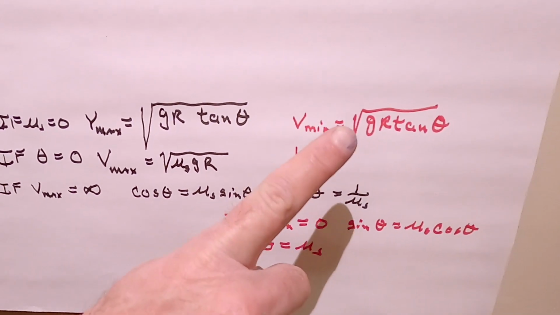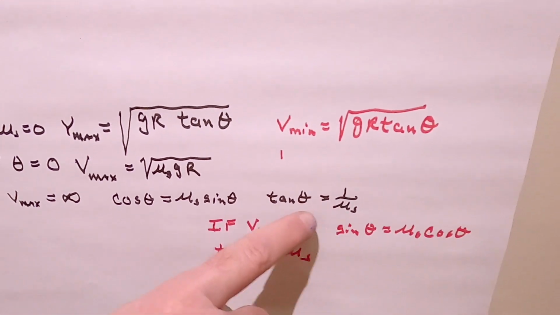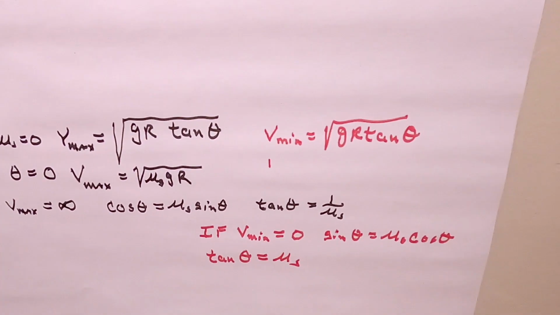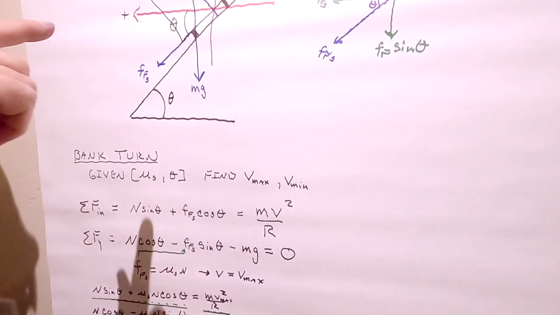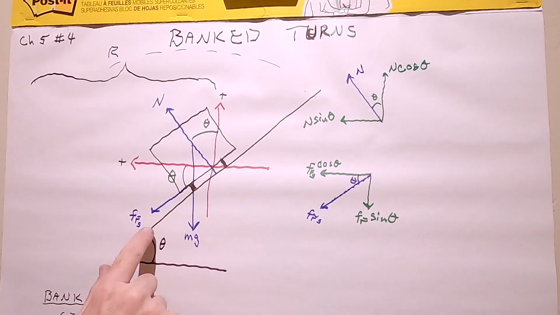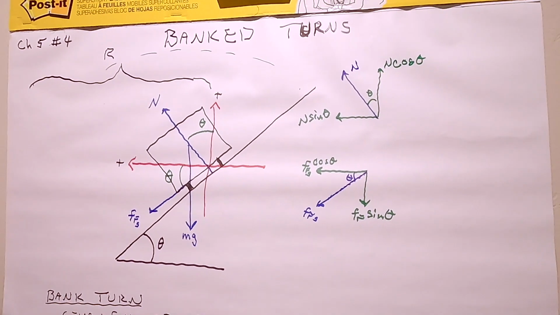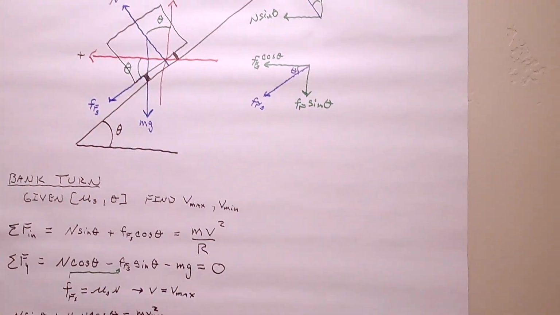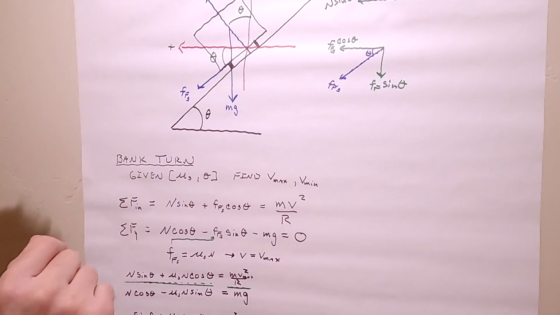So if mu_s were 1, 1 over 1 is 1, tangent of what is 1? That's 45 degrees. So if mu_s is 1, you could go around this at an infinite speed at 45 degrees and not fly off. Okay, so that takes care of the maximum speed.